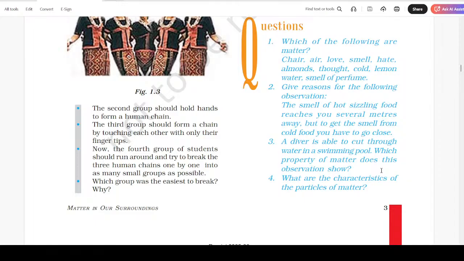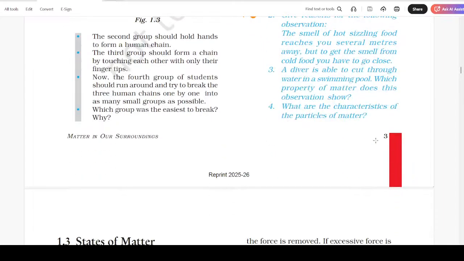Question number 1. Which of the following are matter? Chair, air, love, smell, hate, almonds, thoughts, cold, lemon water, smell of perfume. Give reasons for the following observation. The smell of hot sizzling food reaches you several meters away, but to get the smell from cold food, you have to go close. A diver is able to cut through water in a swimming pool. Which property of matter does this observation show? What are the characteristics of the particles of matter?